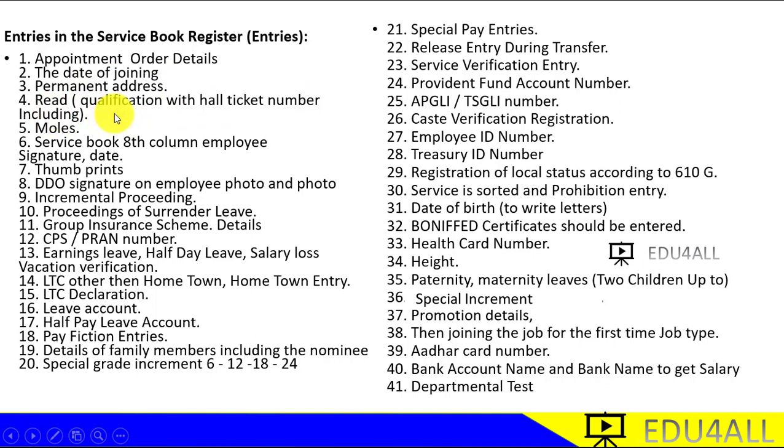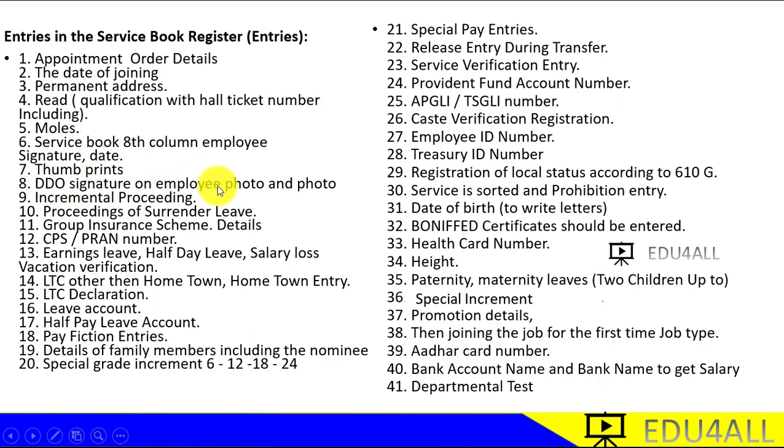If you joined the job through a qualification exam, like TET, CTET, that should be endorsed. Then your moles, that means identification. Service book, 8th column, employee signature and date. If you are in Tamil Nadu, the government says there is a GO that you have to sign in your Tamil. So that signature should be maintained. Thumb prints, you have to put your thumb imprint.